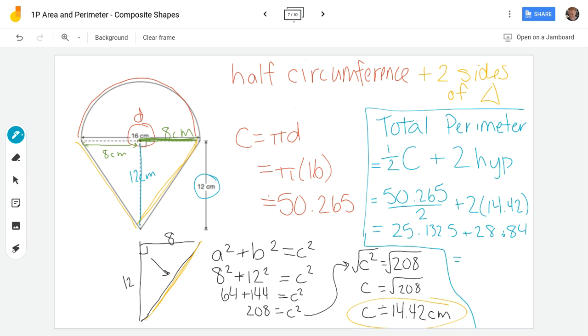So we're going to put these numbers together. So 28.84 plus 25.1325, and we get 53.9725. So I'm just going to round this to about 54 centimeters. And that is our final perimeter.